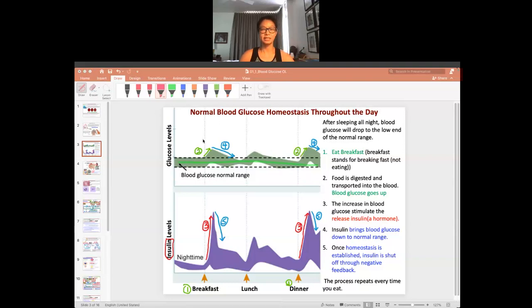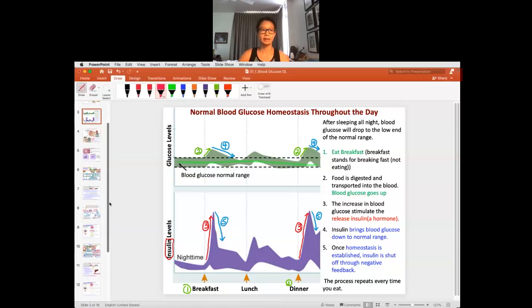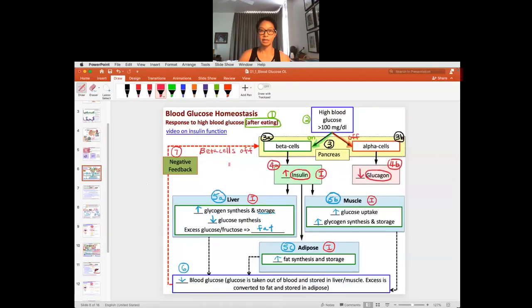Okay, class, so let's look at what happens to blood glucose regulation after a meal. In this pathway, I have used many methods to explain how this works. So you want to make sure you look at multiple methods.